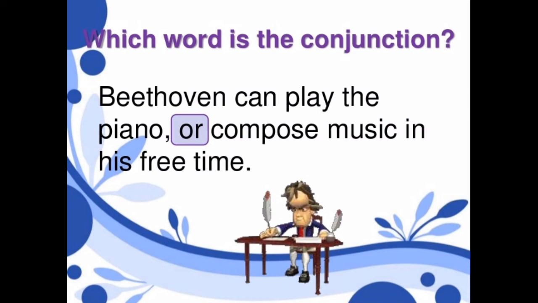In the same way, there is a sentence: Owen can play the piano or compose music in his free time. That means this boy has a choice between playing the piano or composing music. So, or is used when you have a choice between two things.